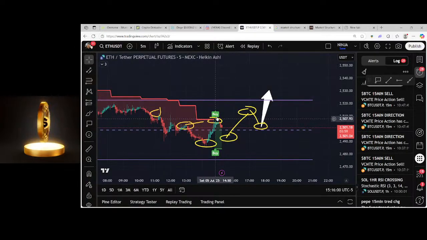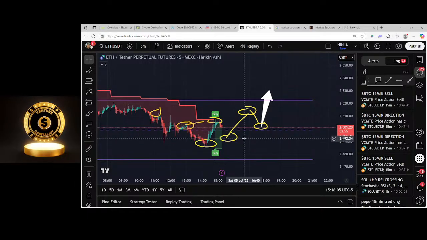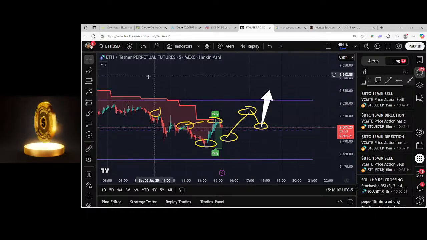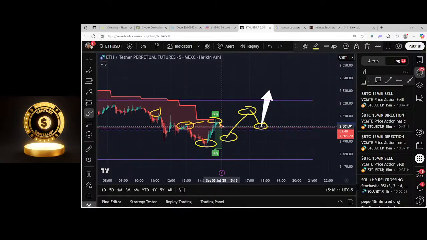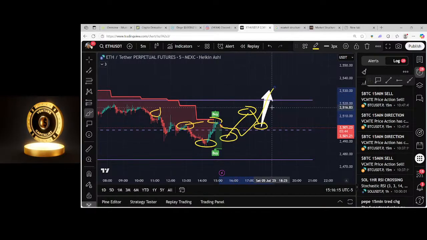So we're here. So we should see a pullback, and now we need a flat, then we need another pullback, and then an up. So the pattern that we're looking for is a pullback, we need it to go sideways, a pullback, and then up. Okay? Now that is the pattern that we are looking for, right?